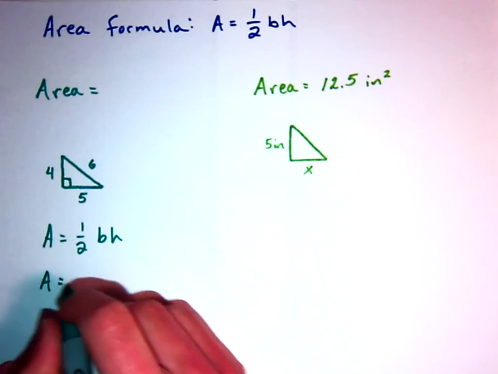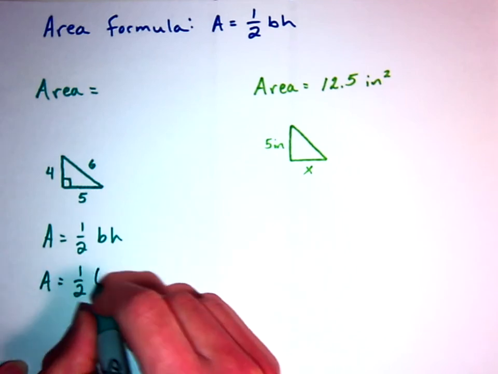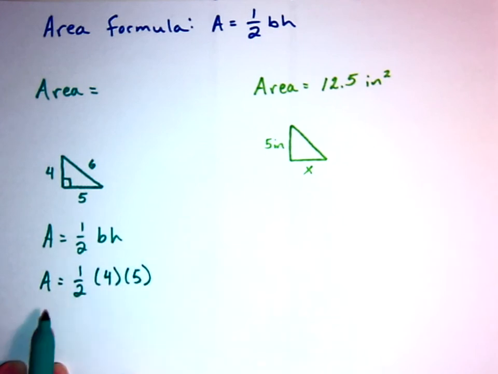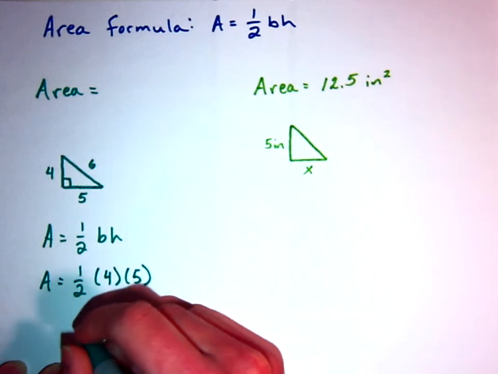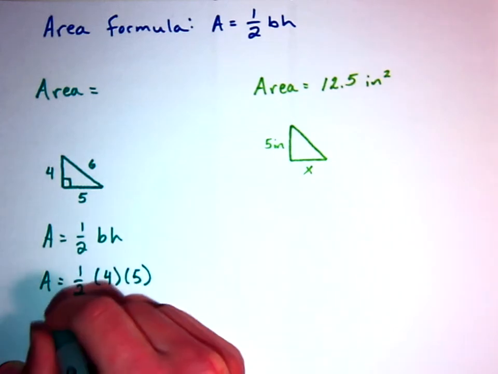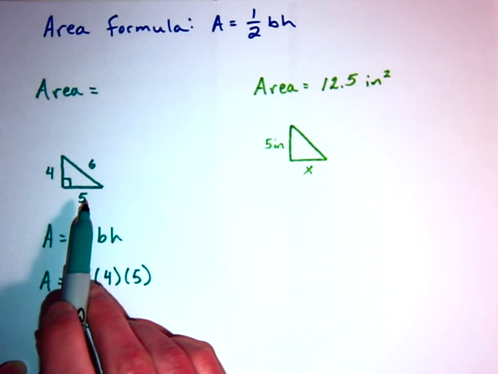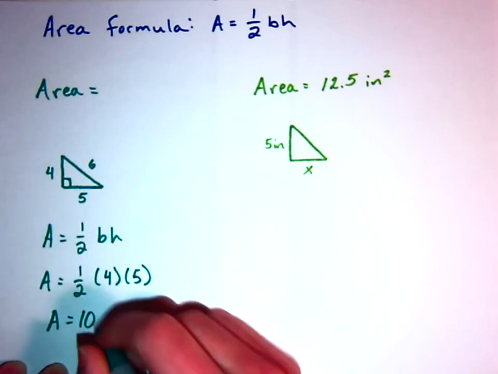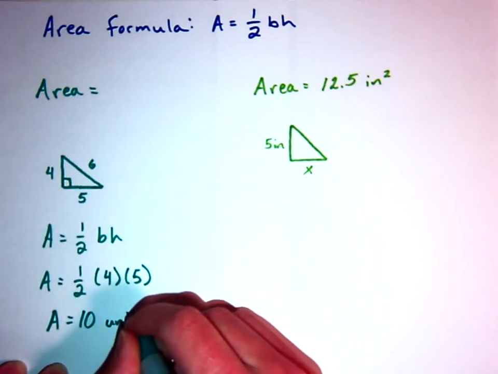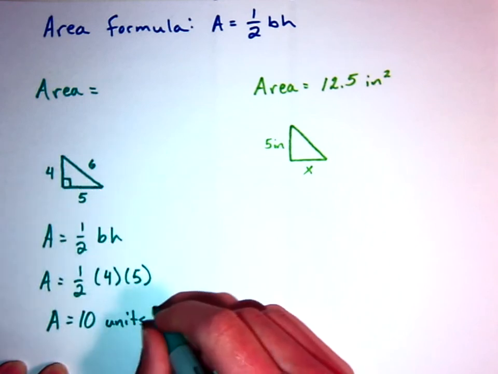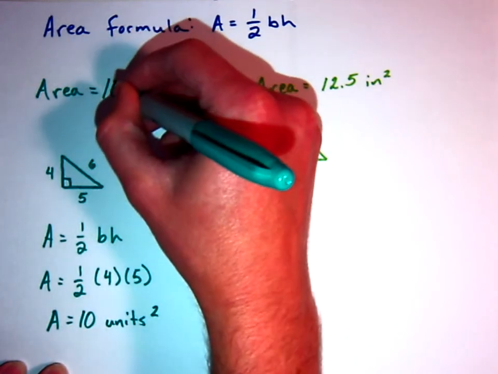So we plug in those values: 1/2 times 4 times 5. 1/2 of 4 is 2, and 2 times 5 is 10. So area equals 10. We look for what units it's being measured in, and it doesn't say, so we would simply say units. Since we're talking about area, it is squared. So our area is 10 units squared.